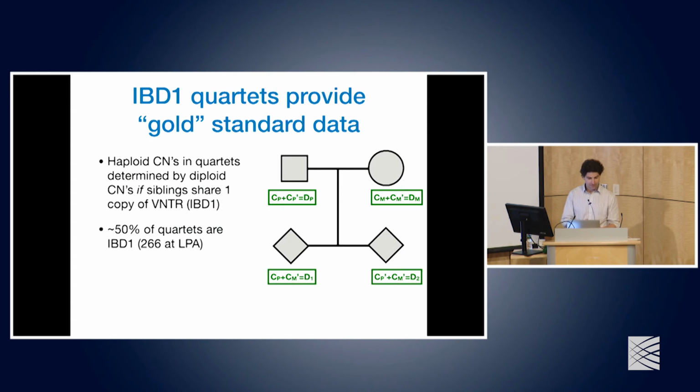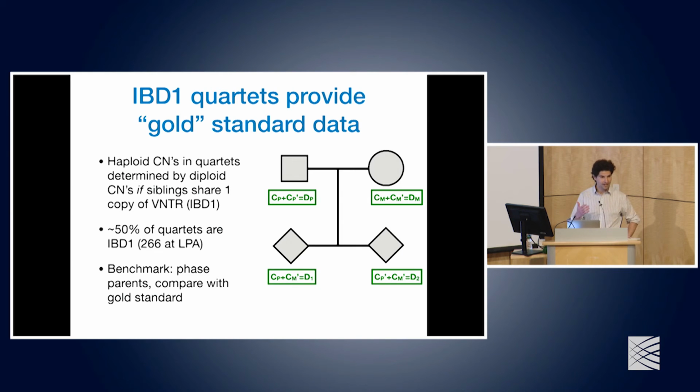We expect about 50% of the quartets to behave like this. There were 266 at LPA, resulting in 1,064 haploid copy numbers. So our phasing benchmark is to phase the parents and then compare the results with the gold standard data computed in these quartets. Any questions about that? Okay.